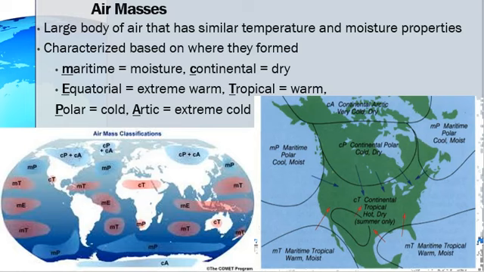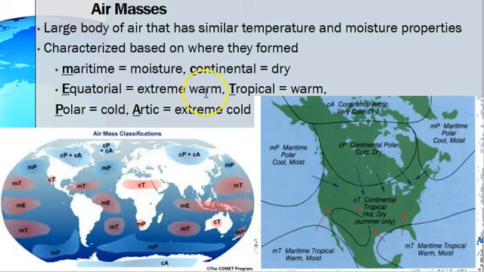Now, one more idea that goes along with that is this idea of air masses. And air masses are named based on where they're formed. So if it has an M in front, it's maritime, it formed over water, it has a lot of moisture. If it has a C in front, it's continental, it formed over a dry land area, so it's not going to have a lot of moisture.